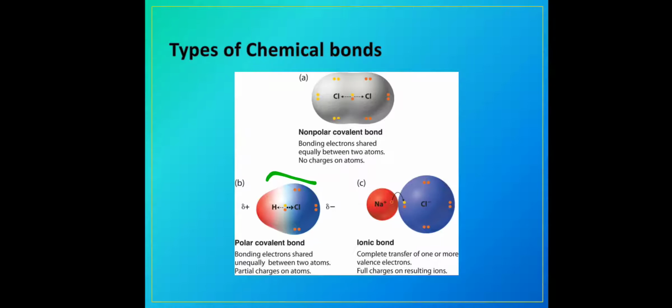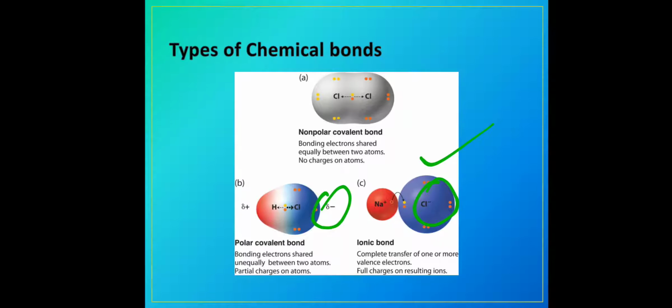Polar means polarity. It has a pull or attraction, a little more attraction, but not so much that a complete transfer of electrons takes place. There is a slight pull. That's why we say delta negative charge. And when there is an ionic bond, directly we get the formation of a negative ion, that is an anion. So these are the differences between the ionic bond, polar covalent bond and non-polar covalent bond.